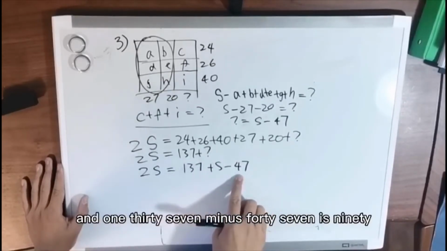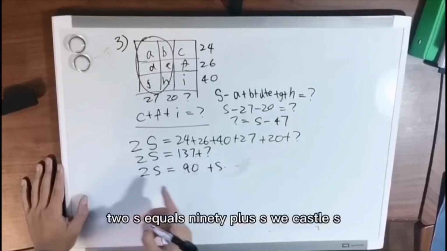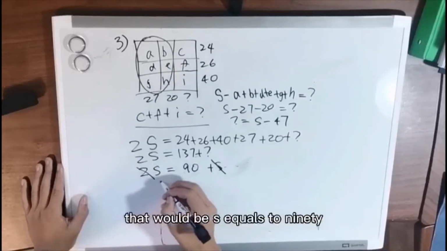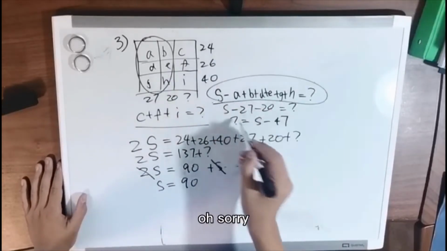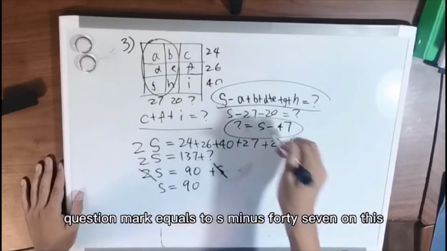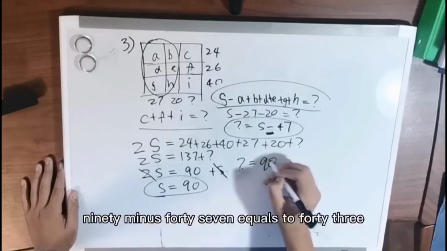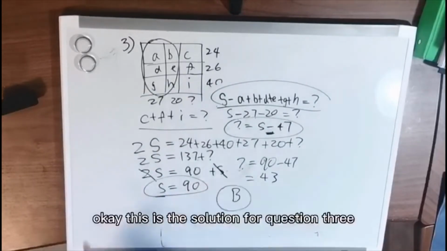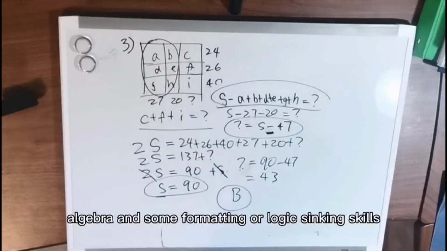137 minus 47 is 90, so the equation would be 2S equals 90 plus S. We minus 1 S on both sides, and that would be S equals 90. Because question mark equals S minus 47, we know that question mark equals 90 minus 47, which equals 43, which is option B. This is the solution for question 3. We use some simple algebra and some logical thinking skills.